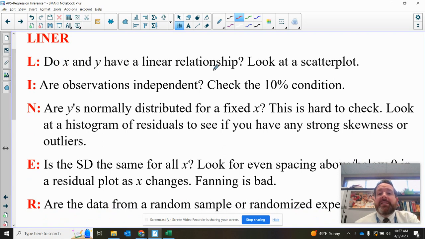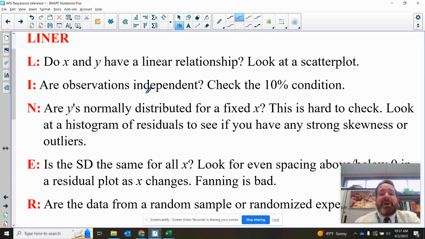First, take a look at a scatter plot to see if you in fact have a linear relationship happening. If you don't, if it's just all random scatter, or if it's something curvy or sinusoidal, then this is not the appropriate thing to do. You shouldn't be running a regression slope because a line isn't a good model.